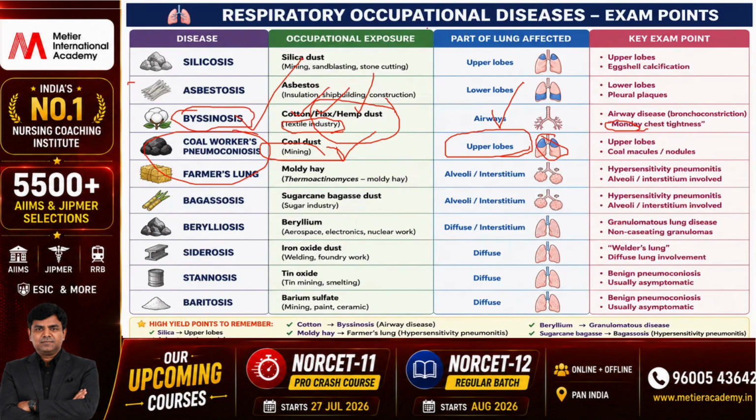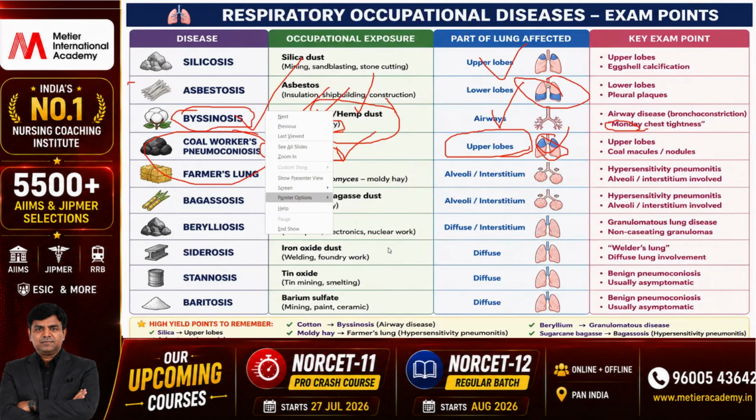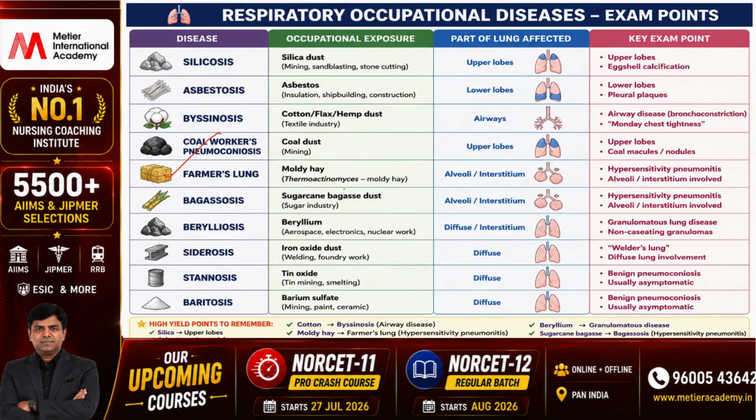Understand, right? So in silicosis, the upper lobe is affected, and in coal worker pneumoconiosis, the upper lobe is affected, and in asbestosis, the lower lobe is affected, and in byssinosis, the airway is affected. Okay, the next one is farmer's lung. What is that? Farmer's lung. In farmer's lung, what is affected?